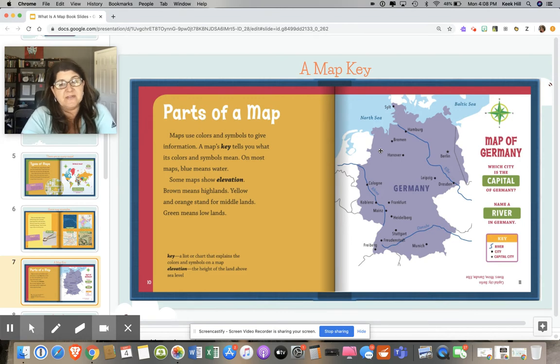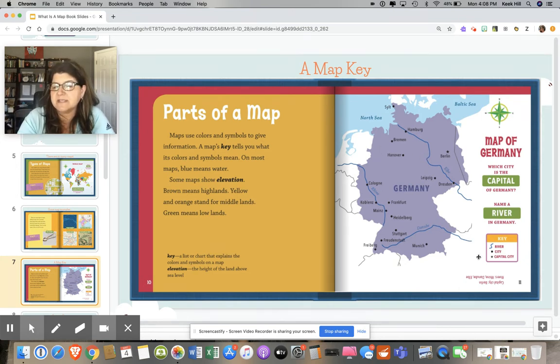Parts of a map. Now, this is super important. Maps use colors and symbols to give information. A map's key tells you what its colors and symbols mean. On most maps, blue is for water. We always tell students when we're in first grade and we're coloring maps, don't use blue for anything except water. Some people might mistake it for a lake if you use it on the land. So blue is for water.